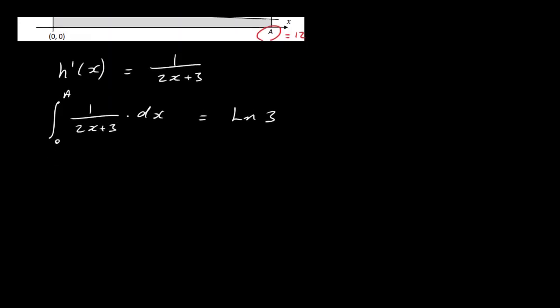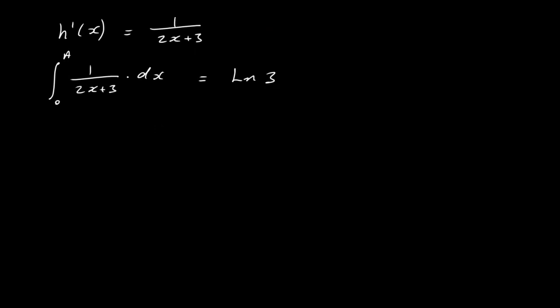Okay, so we have h prime x. And we know that that's equal to 1 over 2x plus 3. We have done that already in part 1. So what we need to do to find the area under the graph is to integrate that. So we're going to integrate 1 over 2x plus 3 with respect to x. And we want to integrate it between x is equal to 0 and x is equal to a. So we're told in the question that our answer will be log 3. The area under the curve is log 3. So let's do this integration and solve for a.